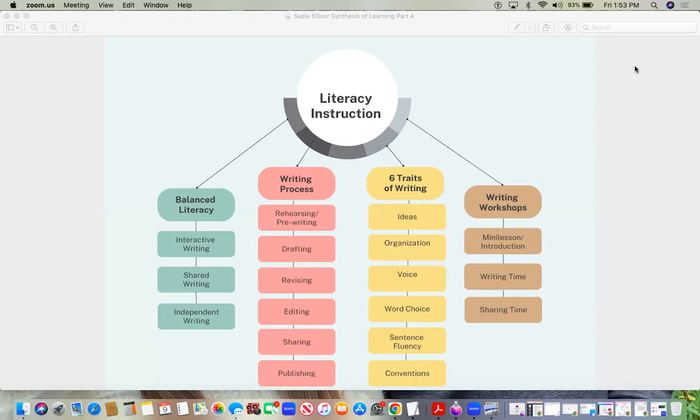Sharing time lasts about 5 minutes and is done in a whole group setting. This gives time for students to share and respond to others. Writing workshops are connected to other sections in the organizer by the independent writing aspect and the sharing time aspect. As discussed, everything in this organizer doesn't fit just under one component. Everything in a balanced literacy classroom is going to bleed over into the next.